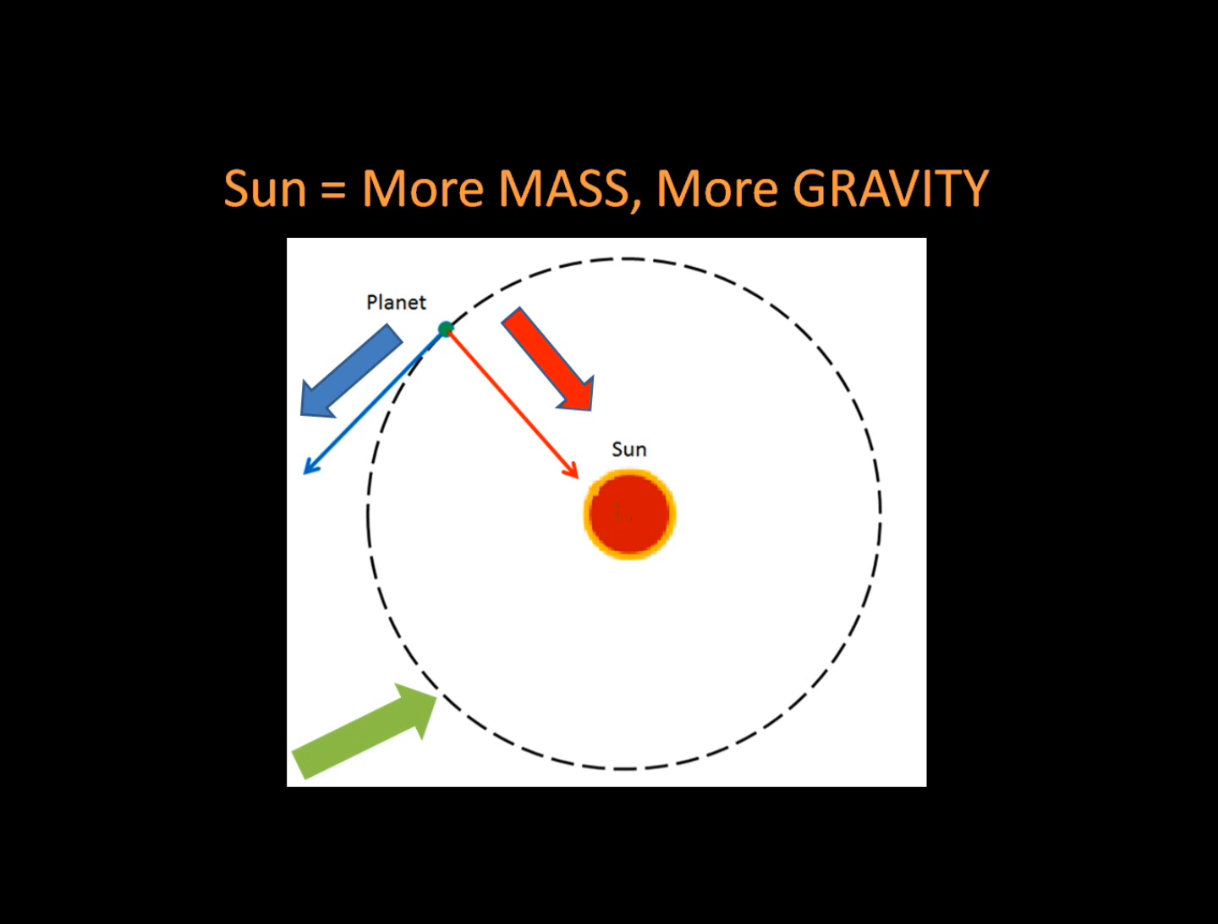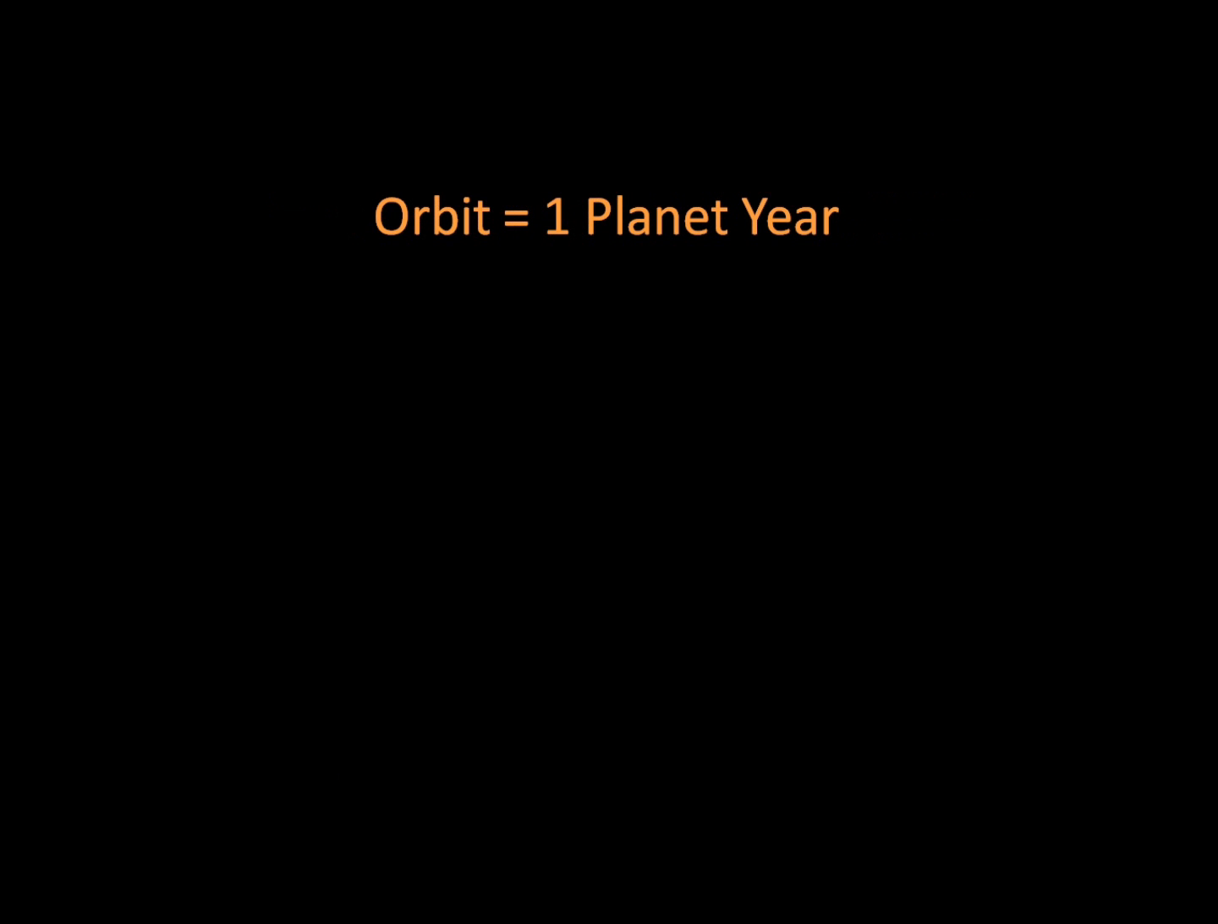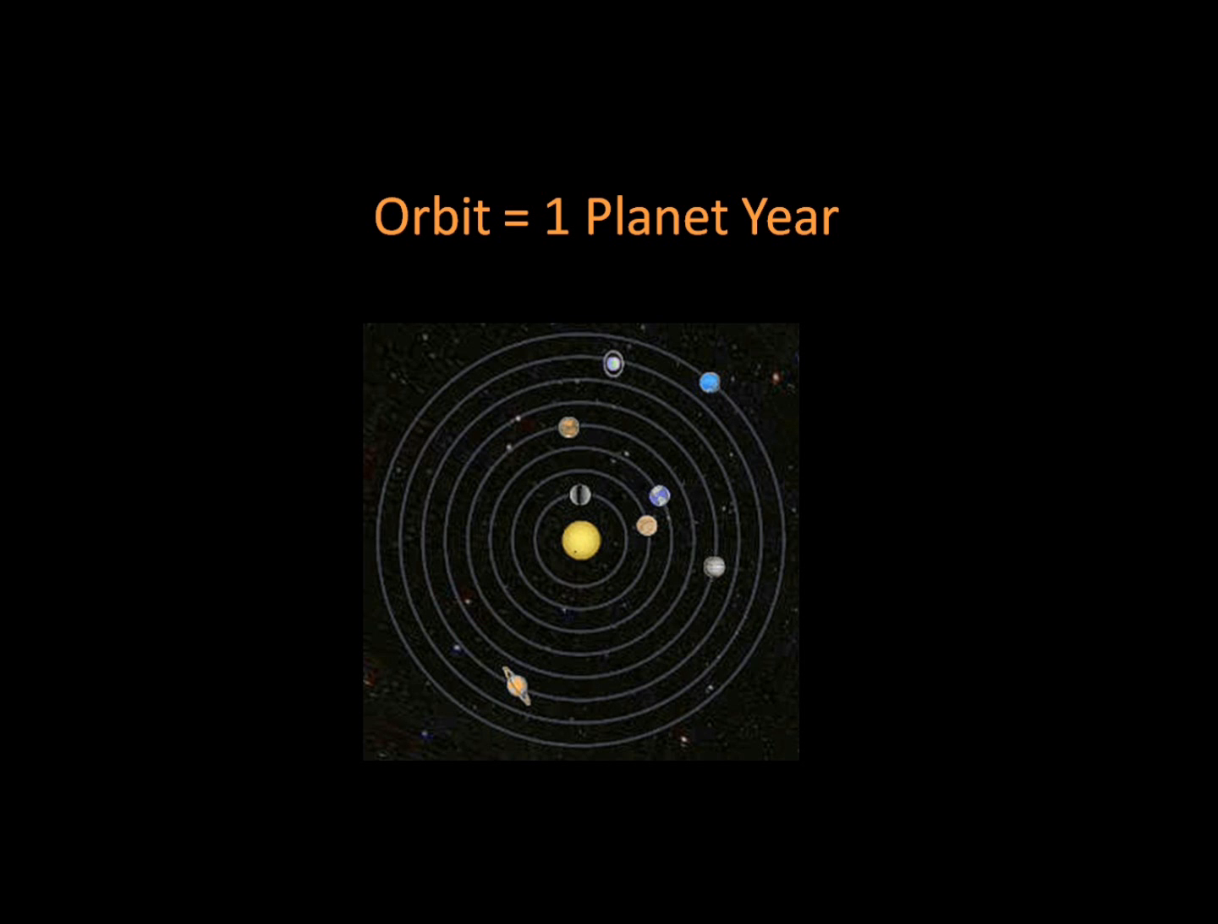An orbit is also called a planet year because each planet's year is the amount of time it takes to make one complete orbit around the Sun. All of the planets have different orbits depending on their distance from the Sun. The closer to the Sun a planet is, the smaller its orbit is because it makes a smaller circle. So Mercury, the closest planet to the Sun, has the smallest orbit. It only takes Mercury 88 Earth days to orbit the Sun one time. So 1 year on Mercury is only 88 Earth days long.